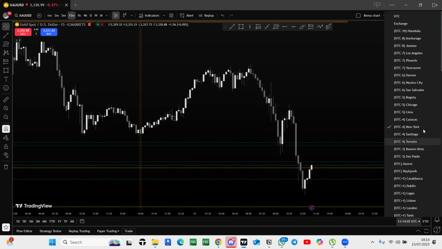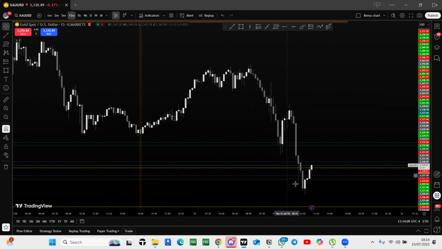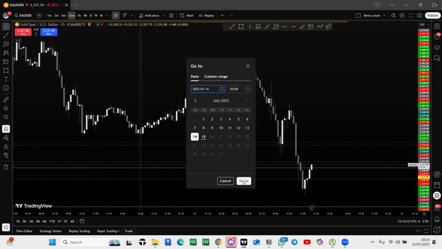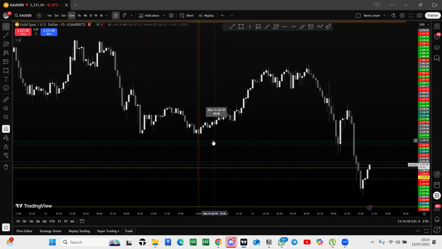Even on mobile, you can set it to New York. So mine is always set to New York because of these strategies. But in Nigeria time, it's about 1 a.m. for this strategy. So we go to 8 p.m. You can see it has pointed right on this candle here.